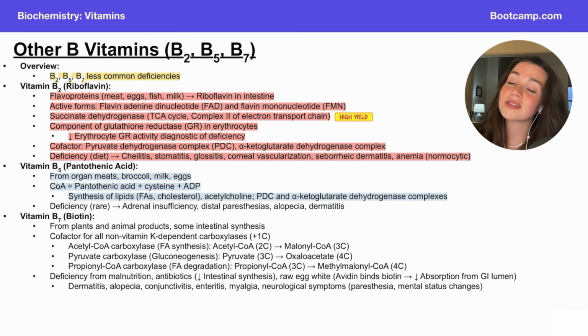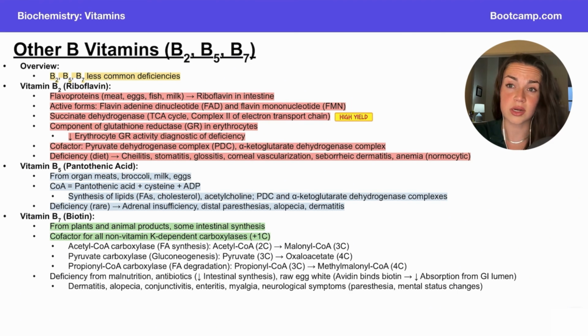Vitamin B5 deficiency, exceedingly rare, especially in isolation, but when you do see it, it causes adrenal insufficiency, distal paresthesias, alopecia, and dermatitis. And we'll finish off by talking about vitamin B7 or biotin. Biotin comes from plant and animal products, plus a small amount that is synthesized in the intestine. And the function of vitamin B7 is it is a cofactor for all non-vitamin K-dependent carboxylases.